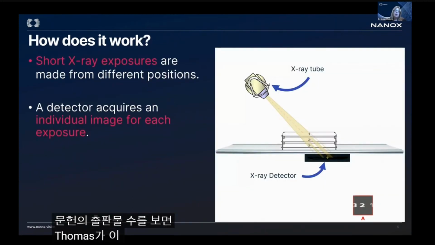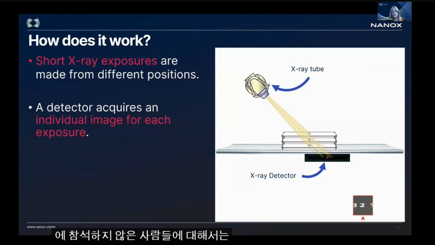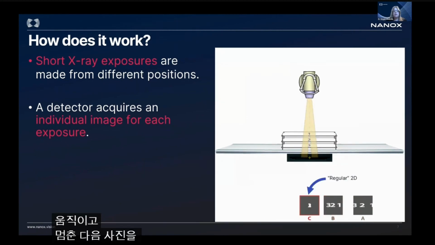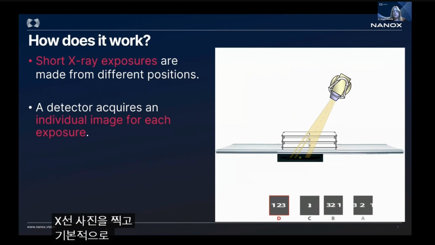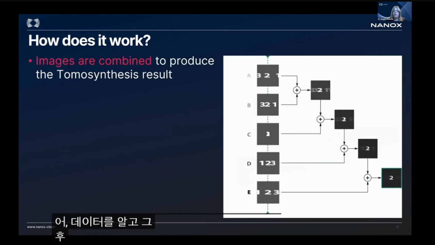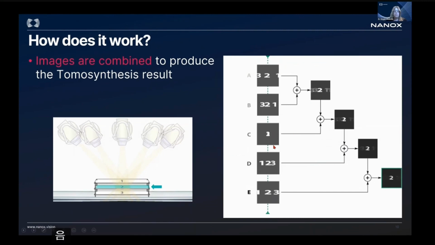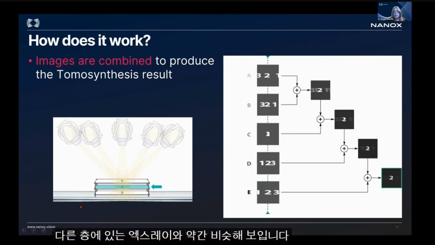So you've heard about how tomosynthesis works, but for the ones who were not present in the prior lecture, very shortly, as you can see, there's an X-ray tube that moves and stops and then takes a shot. It moves and stops and takes a shot of X-rays. And there's a detector that can acquire the data. And after that, all those images are combined to produce basically something that looks a little bit like X-ray in different layers in the body.